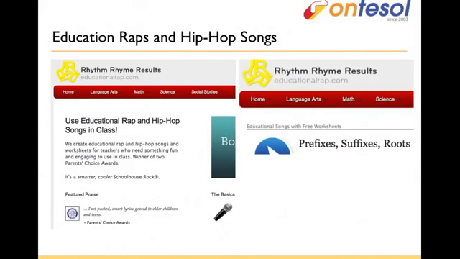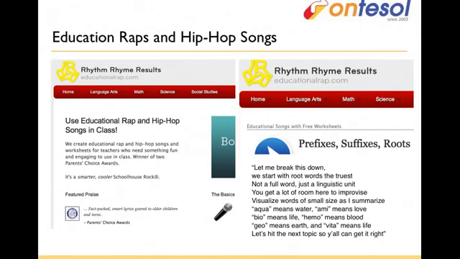Here's an excerpt of the rap about prefixes, suffixes, and roots that is very helpful for higher intermediate and advanced learners. These raps can be used as part of the presentation in a presentation practice production lesson, or the language focus stage in a task-based lesson. They can also be edited, and blanks can be added to be used as the practice stage in a lesson.